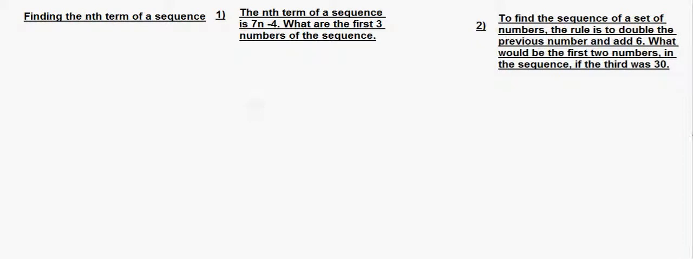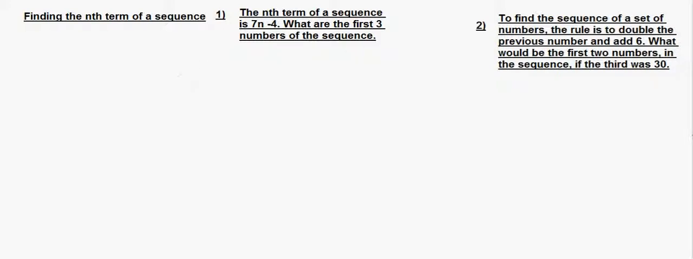Okay, so this is just the second part of the nth term of a sequence, and I've just got two fairly typical questions from GCSE papers. We'll look at question 1. The nth term of a sequence is 7n minus 4. What are the first three numbers in the sequence?